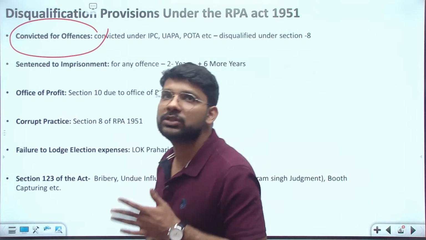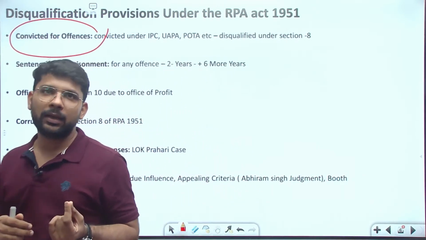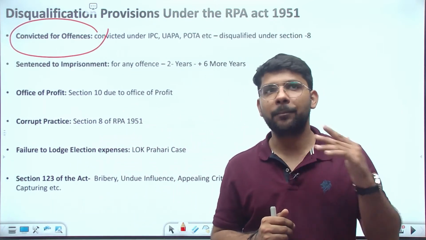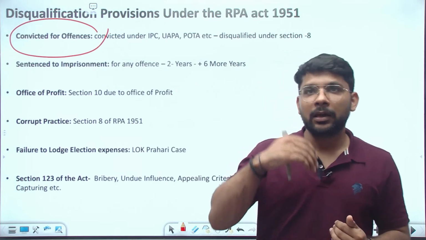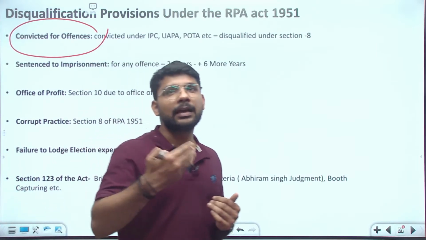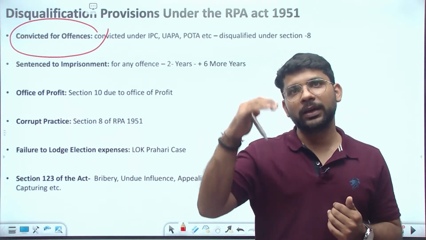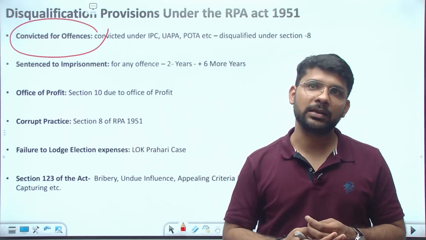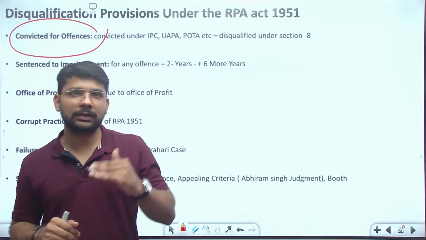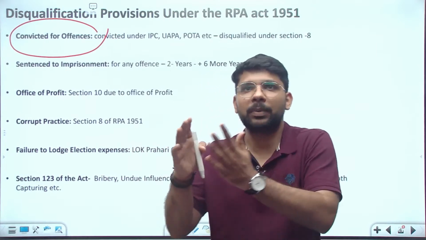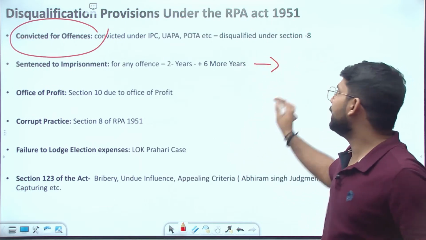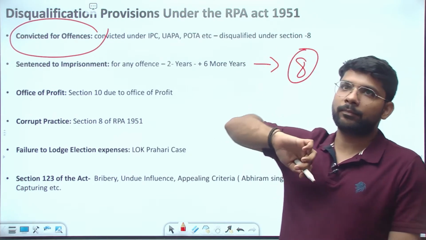Then the sentence of imprisonment. If any MP or MLA gets an imprisonment of 2 or more than 2 years in any case, then he can be disqualified for those 2 years plus the next 6 years after release from jail. That means if a candidate is disqualified once, it can be a maximum of 8 years.